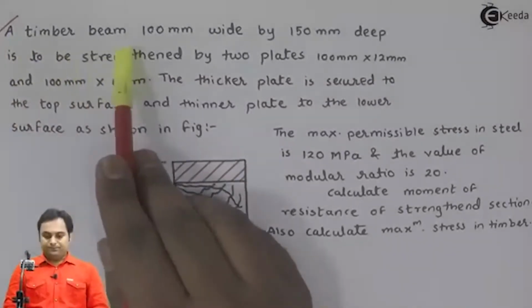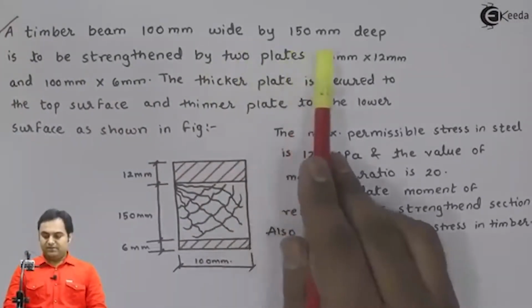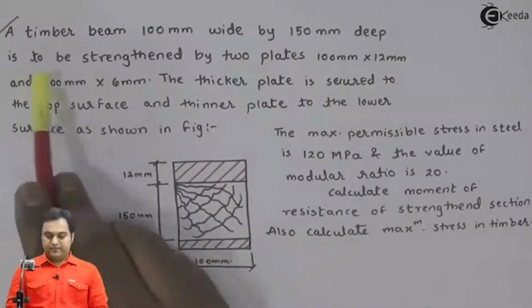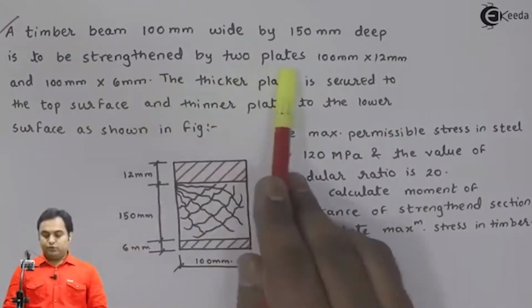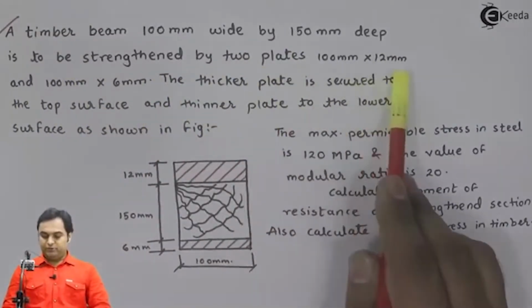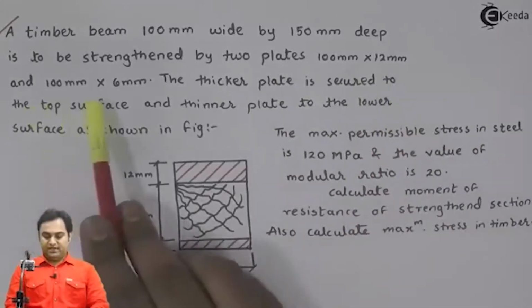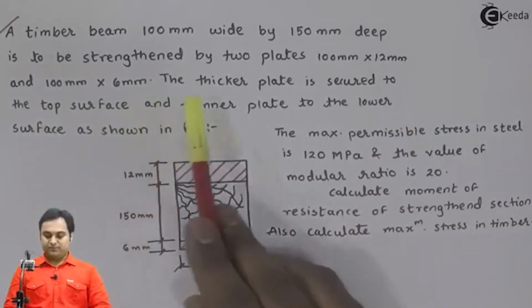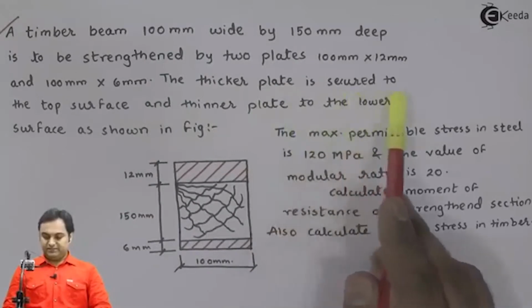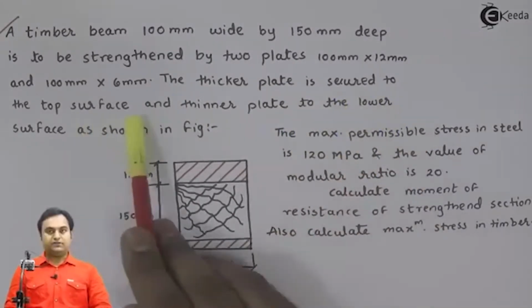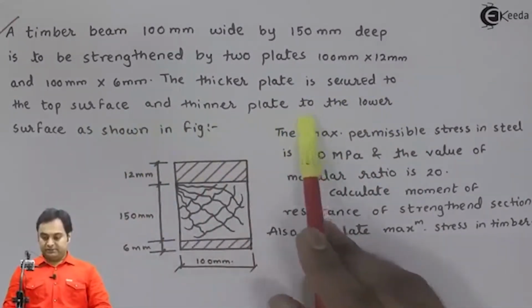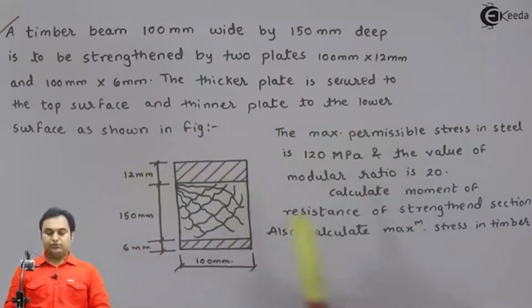A timber beam 100 mm wide by 150 mm deep is to be strengthened by two plates, 100 mm into 12 mm and 100 mm into 6 mm. The thicker plate is secured to the top surface and thinner plate to the lower surface as shown in figure.